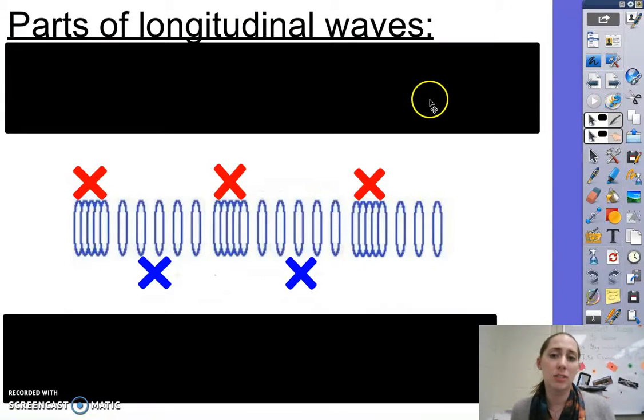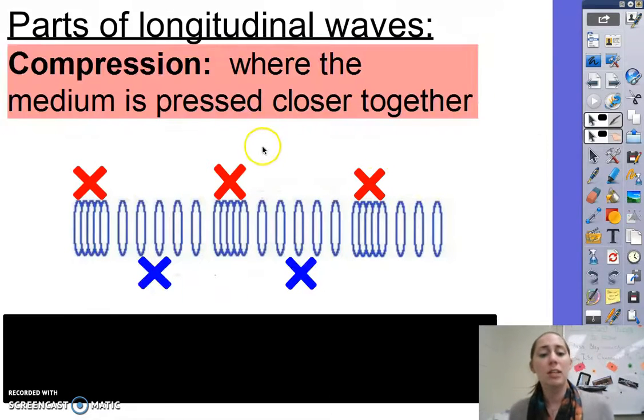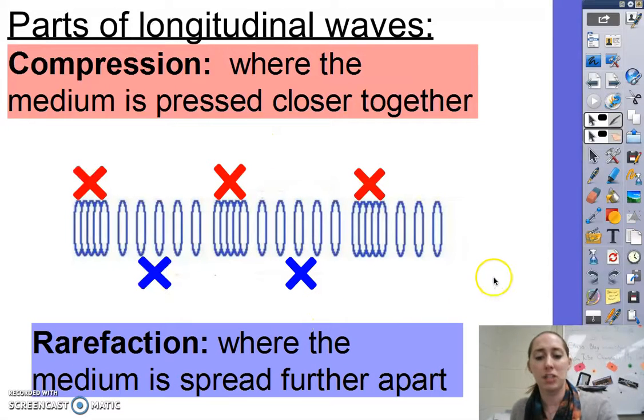And there are parts of longitudinal waves you need to know as well. Where the particles get squished close together, that's called compression. It's simply because they're compressed together. Now when they're pulled apart, that's called rarefaction. This is where the medium is simply stretched apart.